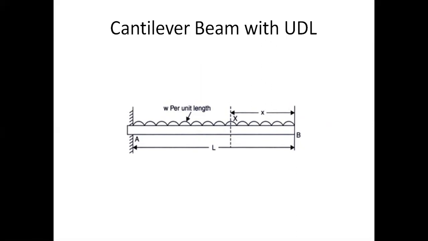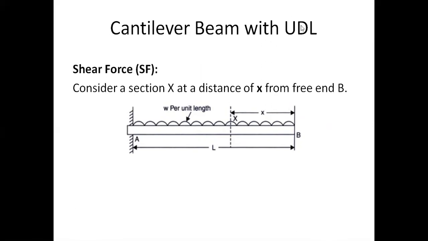In order to draw shear force and bending moment diagrams, we first have to calculate shear forces and bending moments at various sections of the beam. So for shear force, consider a section X at a distance x from the free end. I'm taking a section X here, capital X. This point on the beam is at a distance x from the free end.